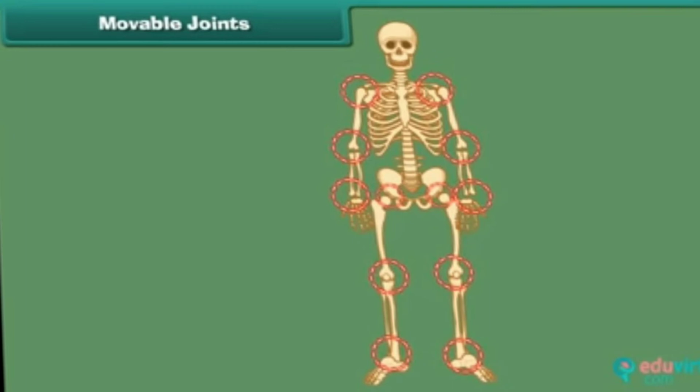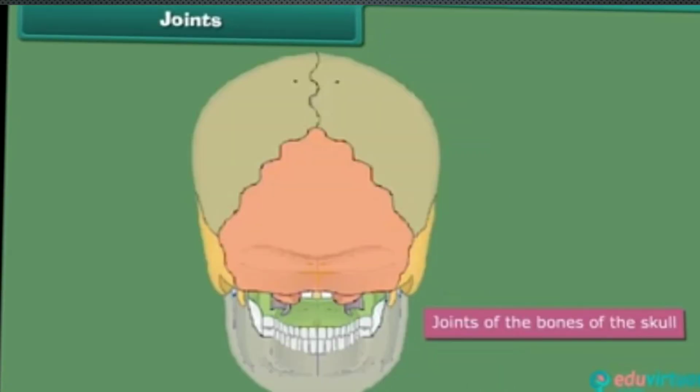Immovable joint. So the joints in our body are of two types, immovable and movable. Since the bones of the skull are fixed, the joints between them are immovable. Cartilage is absent between them as they cannot move. Joints in other parts of the body are movable. Cartilage is present between them.